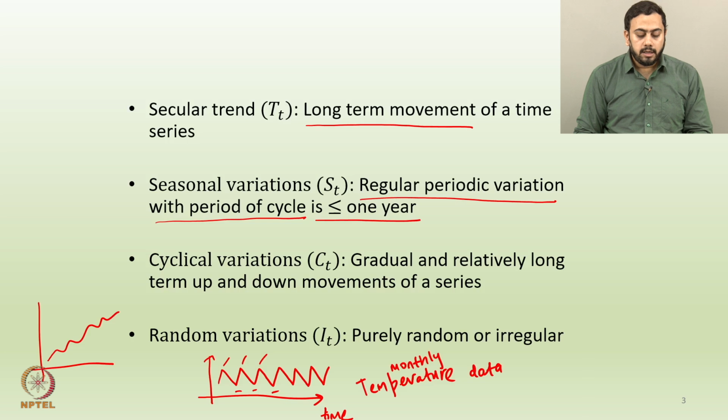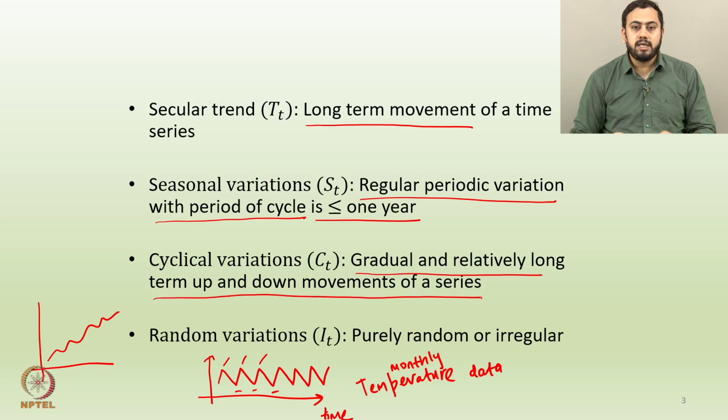Now, similarly talking about cyclical variations. What do you exactly mean by cyclical variations? Cyclical variations, denoted by C_t, are gradual and relatively long up and down movements of a series.